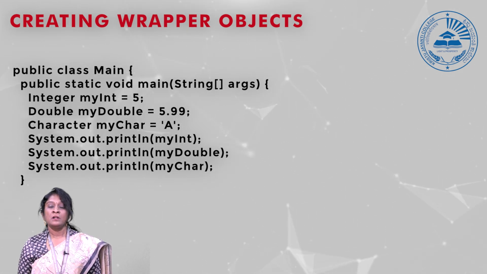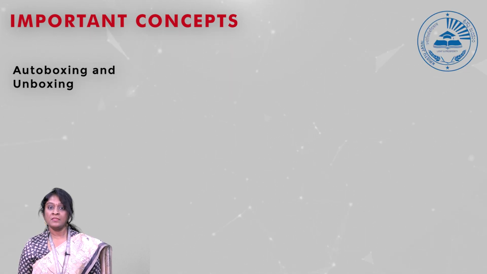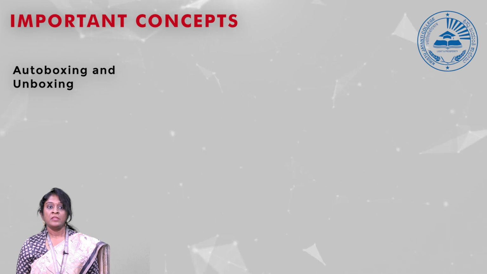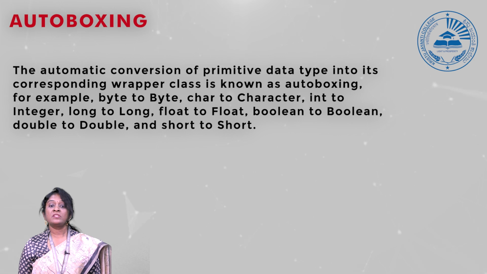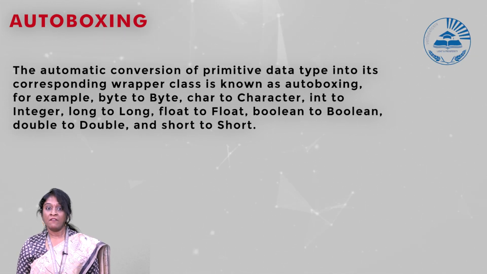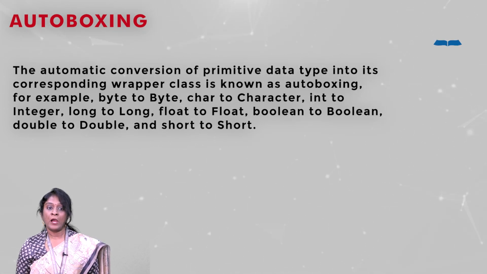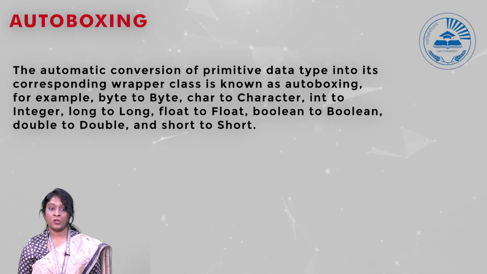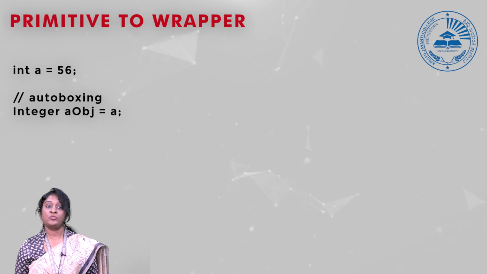There are 2 important concepts in wrapper classes. One is autoboxing, the other is unboxing. Autoboxing is the automatic conversion of the primitive data type into its corresponding wrapper class. For example, byte to Byte, char to Character, int to Integer, long to Long, float to Float, which we saw in the slide. This is done automatically without any declaration, which is known as autoboxing.